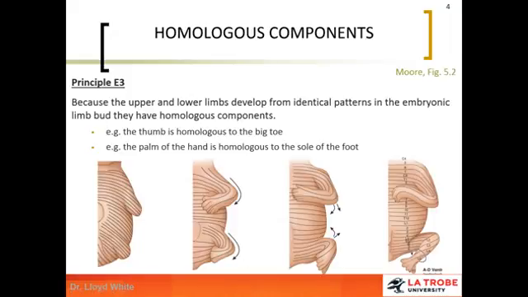It's also worth pointing out homology between the upper and the lower limbs as well, so we can get a better idea of how the upper limb functions. So because the upper and lower limbs are developing from identical patterns in the embryo, they end up having homologous components. So they start off developing the same, so in the end, in the adult, they're going to have similar features. For example, the thumb is homologous to the big toe, and the palm of the hand is homologous to the sole of the foot.